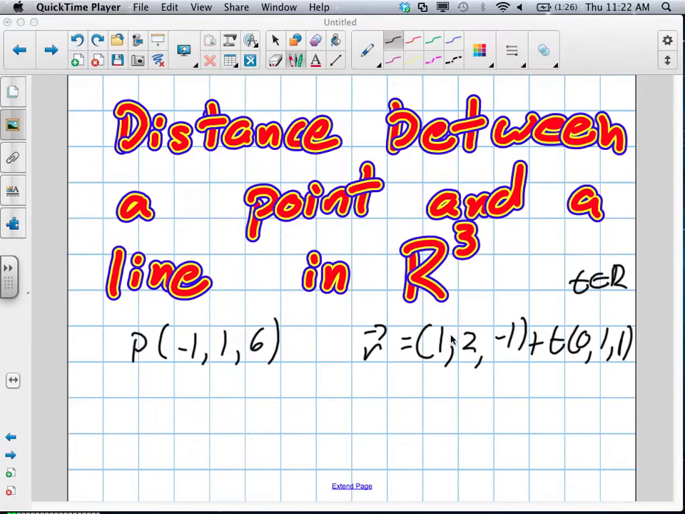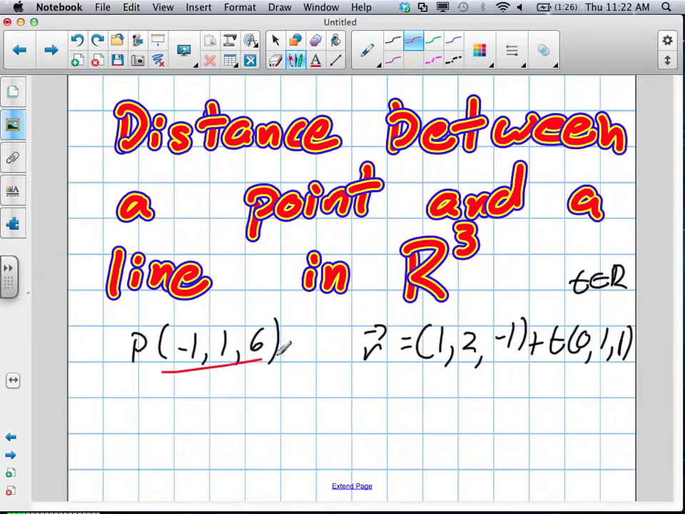Okay, distance between a point and a line in R3. They've given us our point, which is great. Makes that part easy, but our equation is not in Cartesian form. So what we're going to do is put it into parametric form, and that way we can find another point. We have one point on the line. We're going to need to find another point so that we can find something perpendicular to these two vectors.